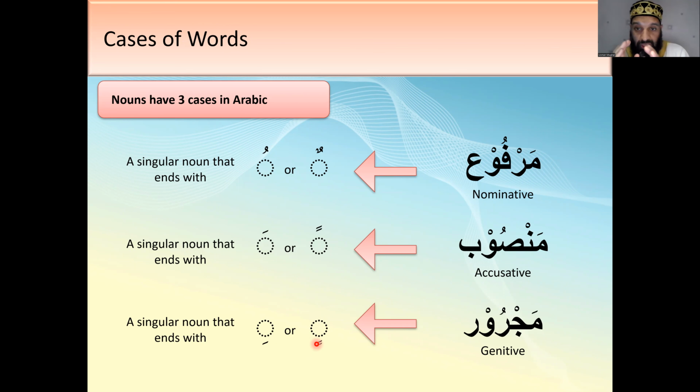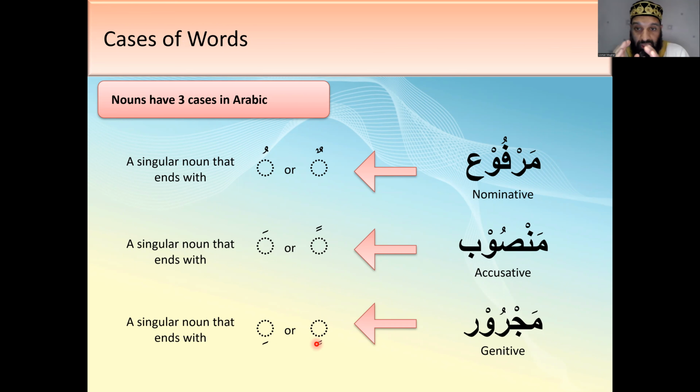Right, so we had to learn the cases of singular words: marfu, mansub, majroor, and there were some funny, interesting ways of remembering it. So they were shared on the group. So that was that. And then also explain this.